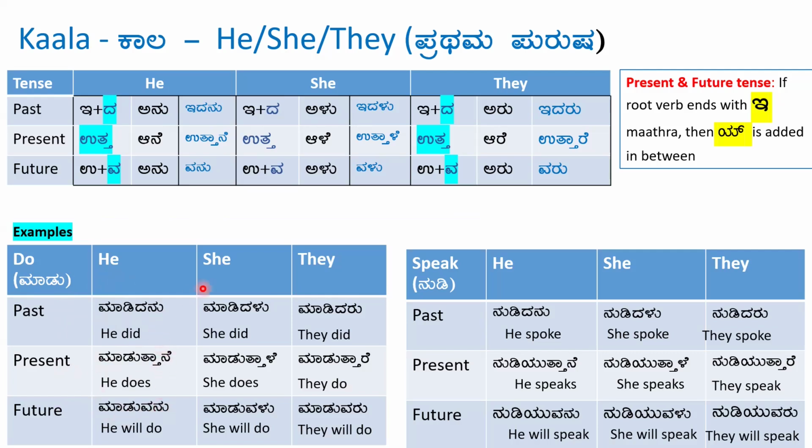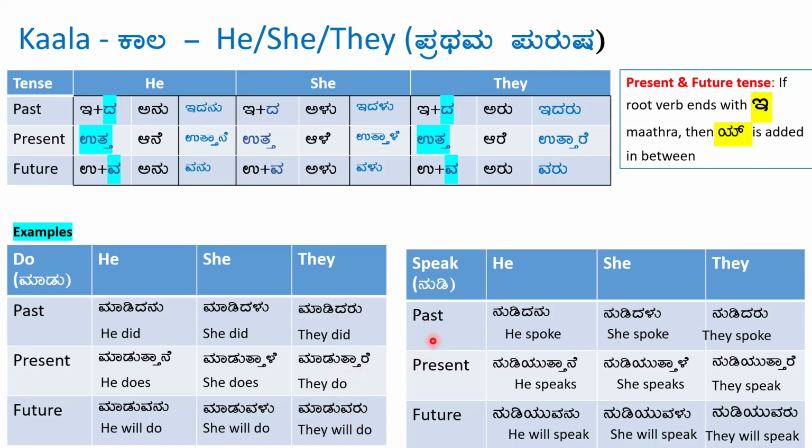If the action is done by a female person, in the past tense it will be ಮಾಡಿದಳು, in the present tense it will be ಮಾಡುತ್ತಾಳೆ, and in the future tense it will be ಮಾಡುವಳು. And if the action is done by multiple people, then in the past tense it will be ಮಾಡಿದರು, in the present tense it will be ಮಾಡುತ್ತಾರೆ, and in the future tense it will be ಮಾಡುವರು.